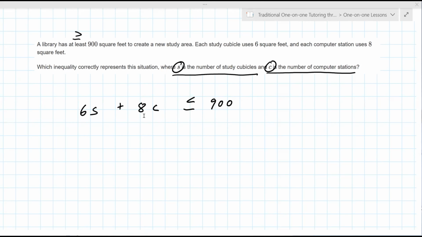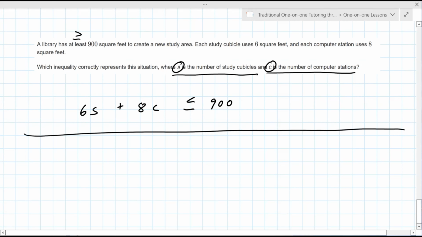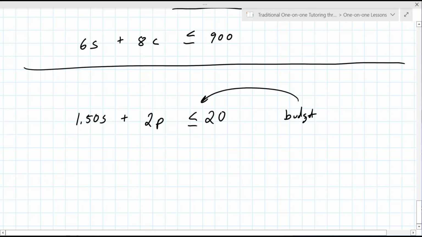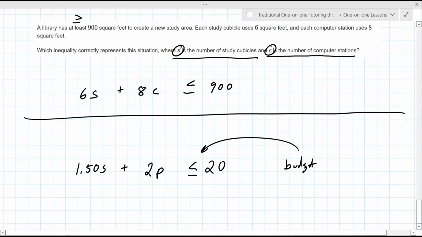Here is another example. Maybe you want to go out with some friends and you have $20 to spend. Sodas cost $1.50 and a slice of pizza is $2, and you can only spend up to $20. Maybe you've had that scenario happen in the past. Budget problems are almost always less than or equal to, and when you have space or area problems, they're almost always less than or equal to.